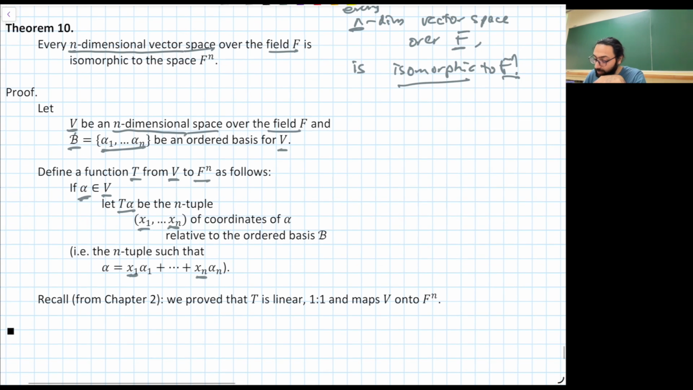Now, recall from chapter 2 that we proved that T is linear, one-to-one, and maps V onto Fn. So we have defined a linear transformation, which takes this vector alpha and maps it, in Fn, to the vector that has these coordinates. And we already showed in chapter 2, when we were talking about coordinates, that the coordinates are unique, and all of the properties.